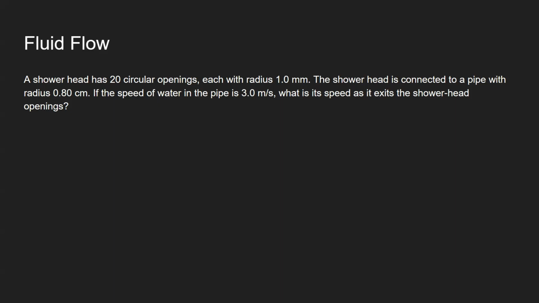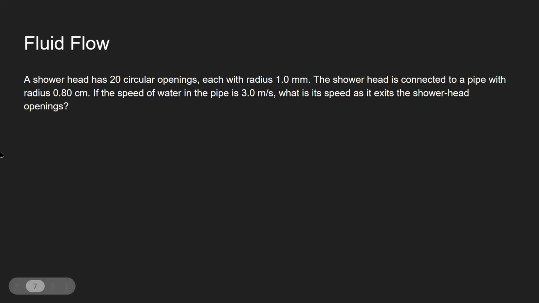Our topic is fluid flow, and this is one of the problems I answered for you to practice. A shower head has 20 circular openings, each with a radius of 1 millimeter. The shower head is connected to a pipe with a radius of 0.8 cm. If the speed of water in the pipe is 3.0 m/s, what is its speed as it exits the shower head openings? As you can see, this is a fluid flow problem. It only means that the continuity equation must be used, and we can see that the fluid is considered incompressible.